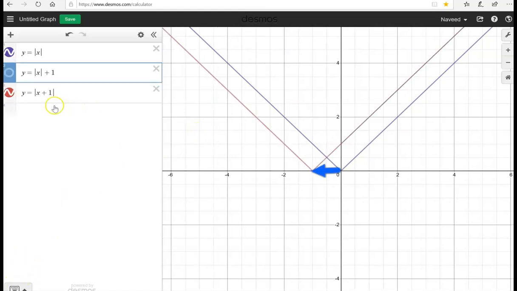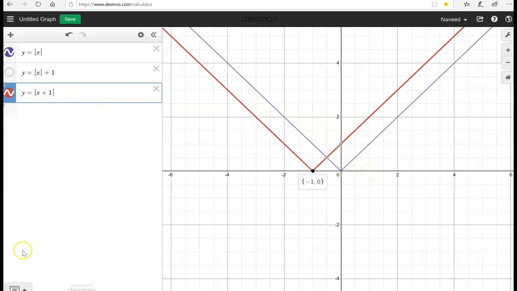Great. When you add a value to x inside the absolute value, just like the quadratic, the function moves to the left by 1. There, that's +1 right there. All right, so now it's moved to the left. Now if this was -1, it would have moved to the right. If we had x - 1 inside the absolute value, the original graph would have moved to the positive value 1.